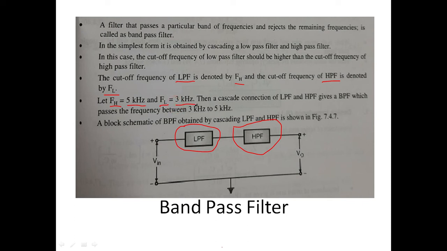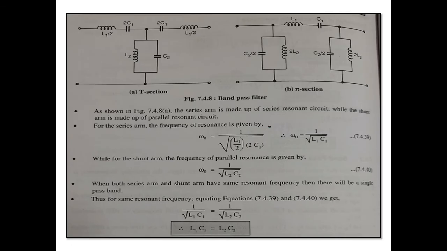Then a cascade connection of the low pass filter and high pass filter gives a band pass filter, which passes a particular band of frequencies, from 3 kilohertz to 5 kilohertz. Only in between can the filter pass the signal, whereas all other frequencies, below 3 kilohertz and above 5 kilohertz, will be attenuated and lie in the stop band. In the block schematic, the band pass filter is obtained by cascading a low pass filter and a high pass filter, the combination of both.